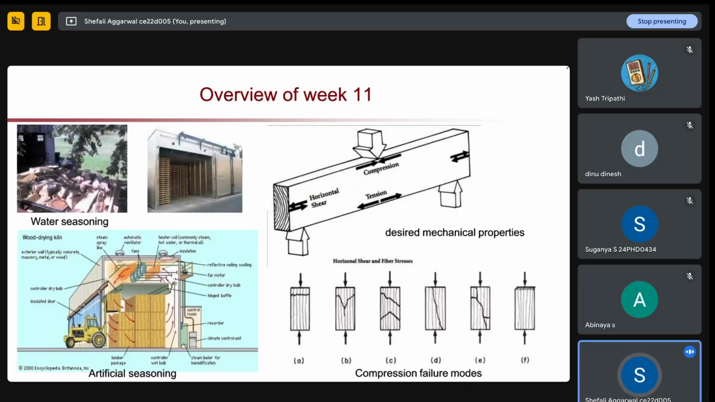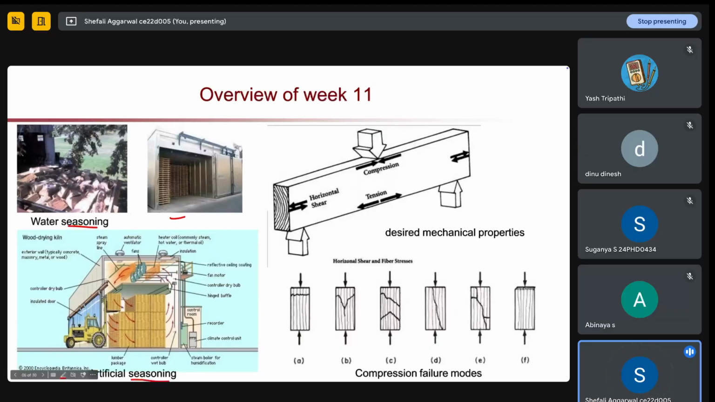In water seasoning, what we are doing is immersing our wood in water for a longer time and then drying it. What happens in this case is, if you are dipping it in water for a longer time, all the holes and everything will be filled with water, and then when you are air drying it, all the moisture will be removed. But the disadvantage of this type of seasoning is, when you are dipping it in water, there are chances that some organic materials are also lost along with the water. So this is a type of natural seasoning.